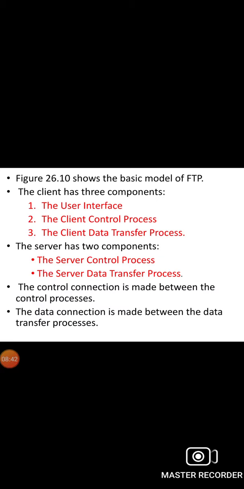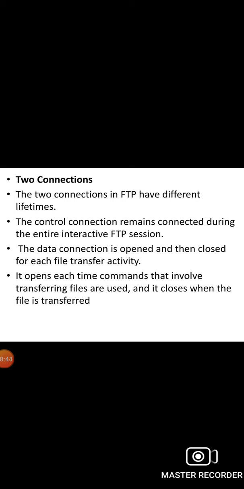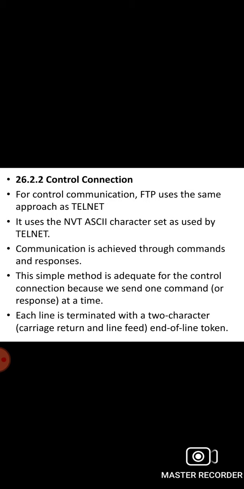And now let's see the 2 connections used in FTP. The 2 connections in FTP have different lifetimes. The control connection remains connected during the entire interactive FTP session, and the data connection is opened and then closed for each file transfer activity. It opens each time commands that involve transferring files are used, and it closes when the file is transferred completely.